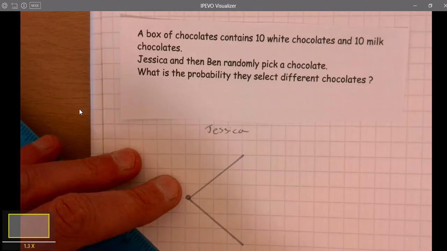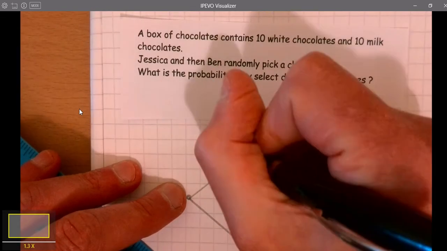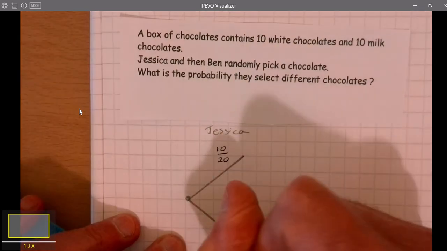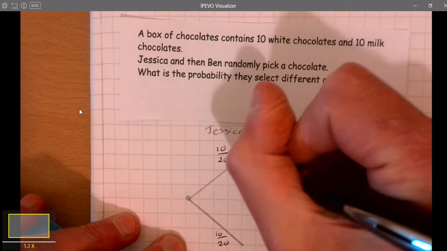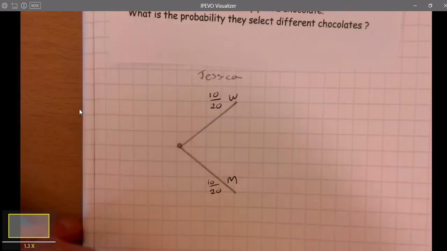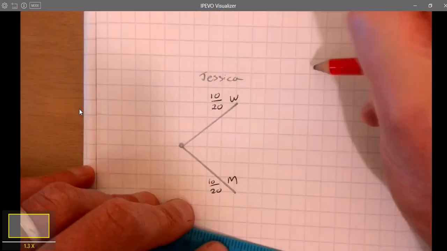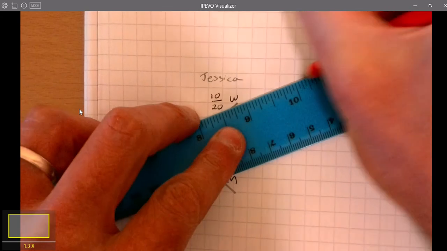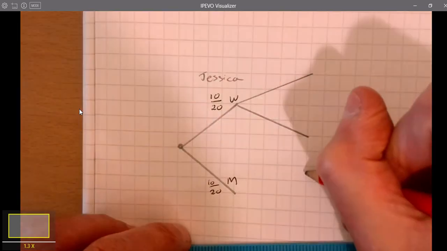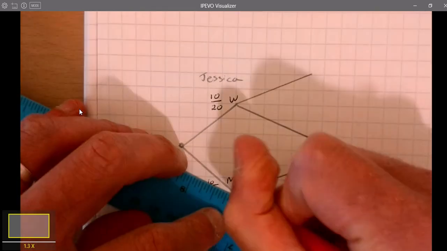I could write 1 over 2, I suppose, but I'm going to write 10 over 20, 10 over 20, for white chocolate and milk chocolate. Then I'll move that up a little bit, and then Ben selects one. So let's put Ben in. As you go through, the branches get a little bit narrower. Remember, try and keep everything nice and even as we go.